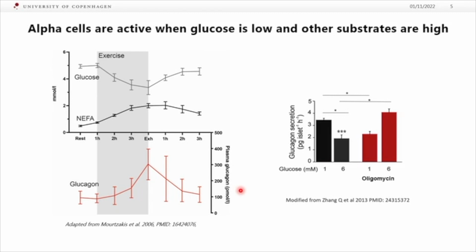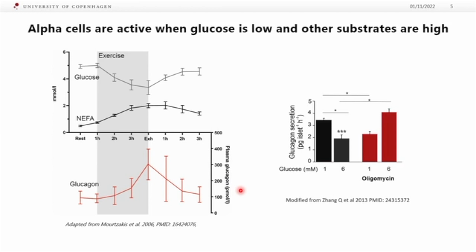Here's just young men exercising for 3.5 hours until exhaustion at 55% of their VO2 max. And that is really tough when you are exercising that long. And you can see they have a beautiful drop in plasma glucose levels, and they have an increase in non-esterified fatty acids, and then we have a beautiful increase in glucagon. And one could question whether glucose could provide the energy needed to drive glucagon secretion in a situation like this. And we don't think so, but we think there might be other substrates.